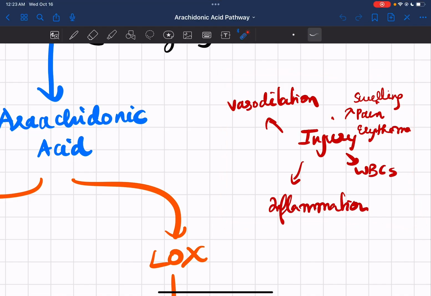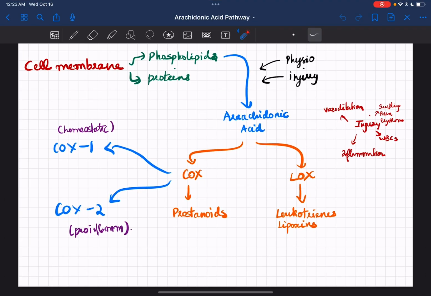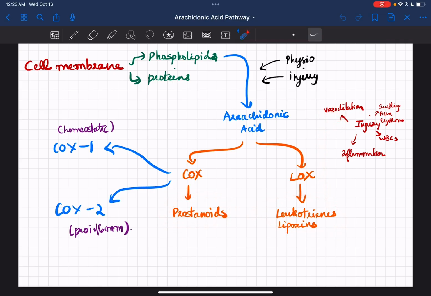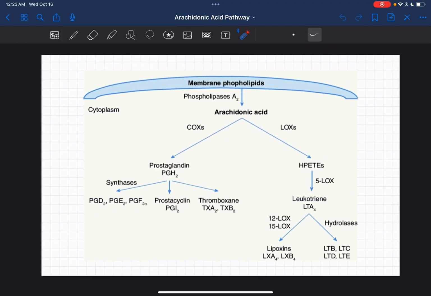Now let's see how this pathway and the biochemical compounds produced through this pathway help in this process, and how certain pharmaceutical agents can be used in between to inhibit this pathway so that we don't feel the pain or the swelling or the clinical manifestations given by the injury. Okay, so this is the pathway.